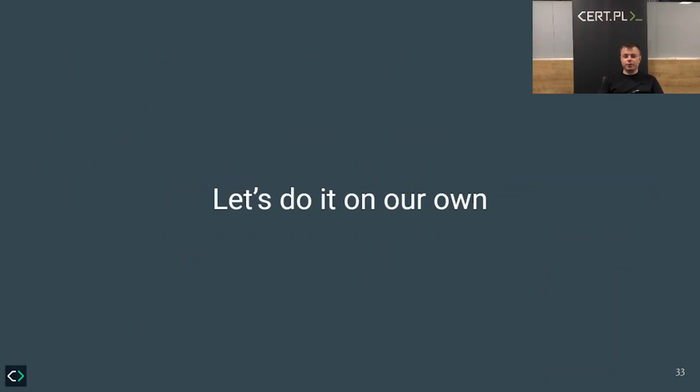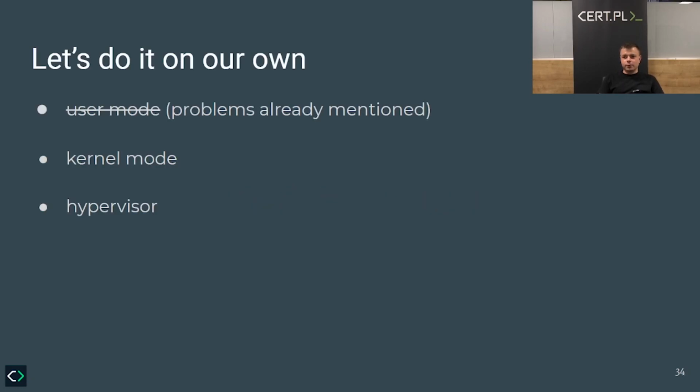Okay, so let's do it on our own. While choosing some other malware monitoring system, we could basically choose between user mode, kernel mode, being a rootkit inside the VM, or external monitoring on the level of the hypervisor. We have these 3 possible modes of operation, and we would not choose user mode again due to the problems that were already mentioned. So we have the choice between kernel mode and the hypervisor.